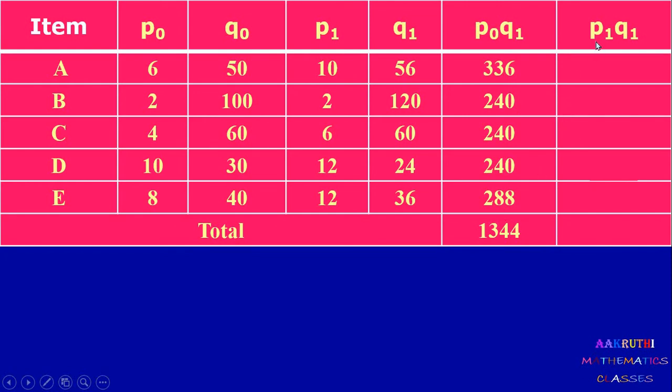Next we calculate P1Q1. Multiply P1 and Q1: 10 into 56 is 560, 2 into 120 is 240, 6 into 60 is 360, 12 into 24 is 288, 12 into 36 is 432. Then add all this, that is ΣP1Q1. So ΣP1Q1 is 1880.